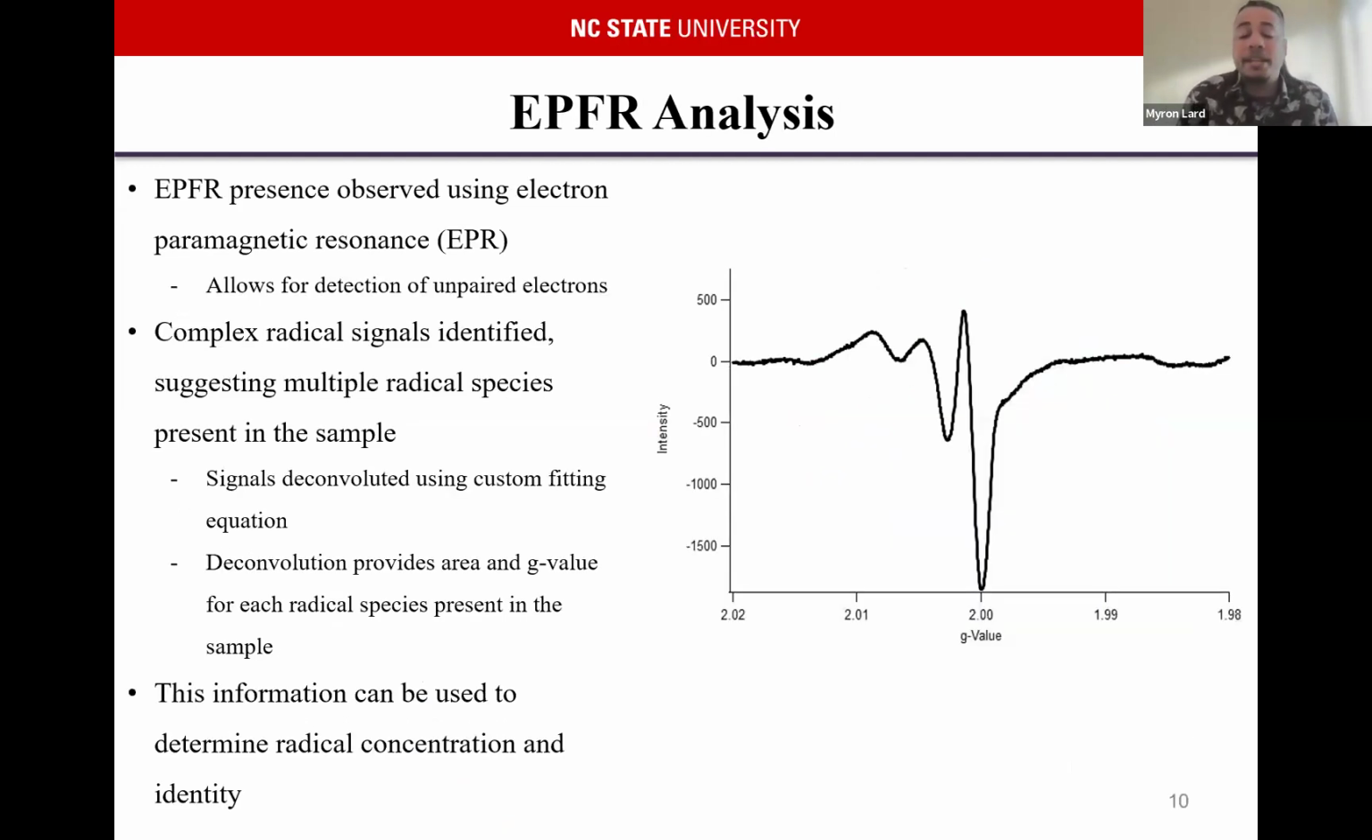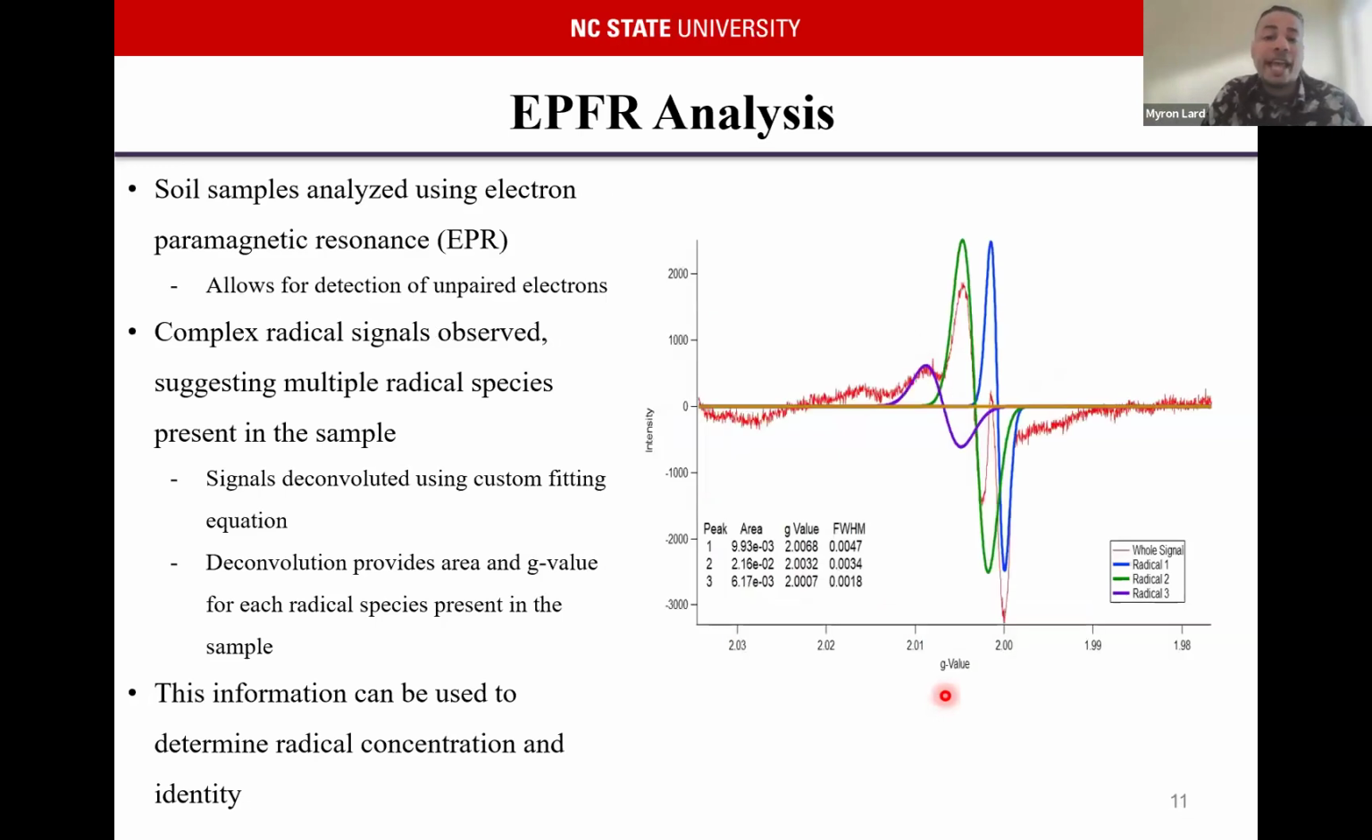The way we analyze for these environmentally persistent free radicals is by using electron paramagnetic resonance, which allows for the detection of unpaired electrons. So this is really useful in detecting free radical species. When we measured all of the soil samples that we've tested in this presentation, they generated these very complex multi-radical signals. And so we were able to use a deconvolution, which is actually the first validated methodology that has been published for identifying the individual peaks of these complex signals.